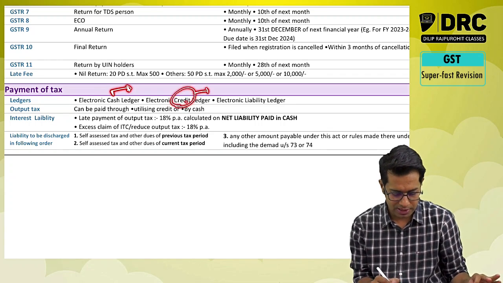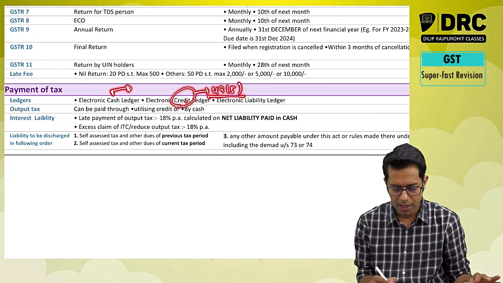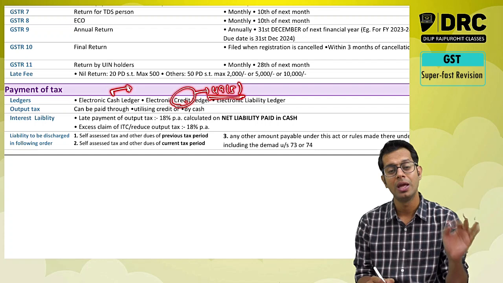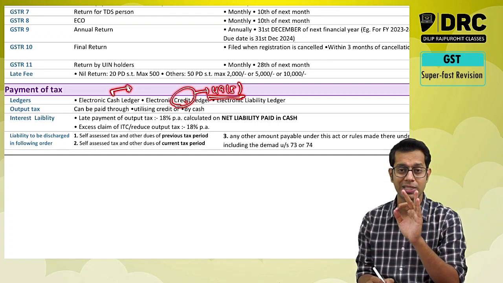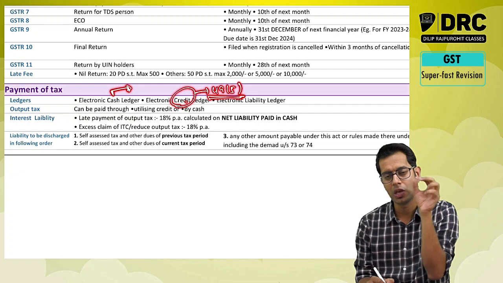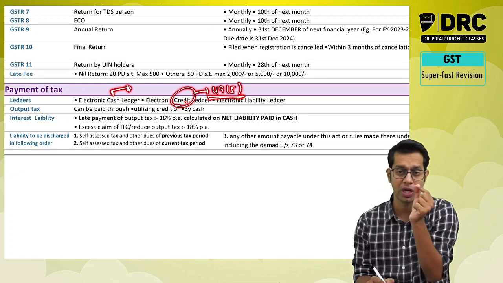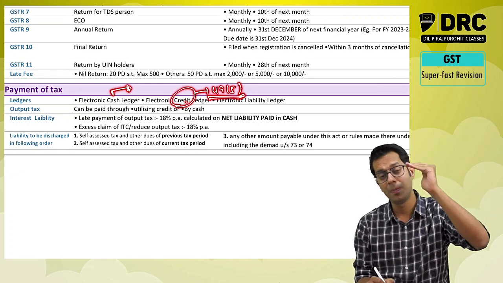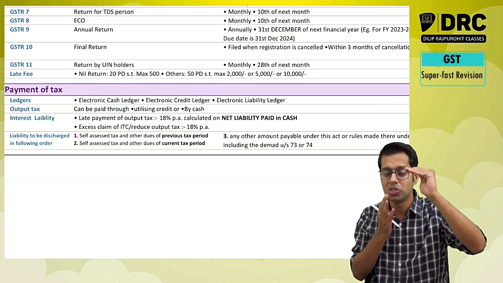Electronic credit ledger: there is a section called section 49(5). Section 49(5) talks about the manner of utilization of input tax credit. Your IGST credit should first be utilized for the purpose of paying IGST, then you can utilize it for making the payment of CGST or SGST in any proportion. First you should completely utilize IGST, only then you can go to CGST.